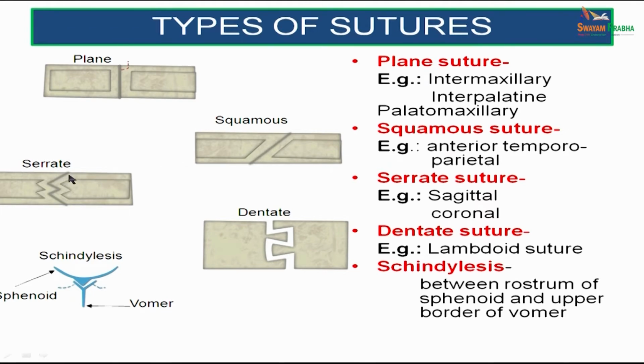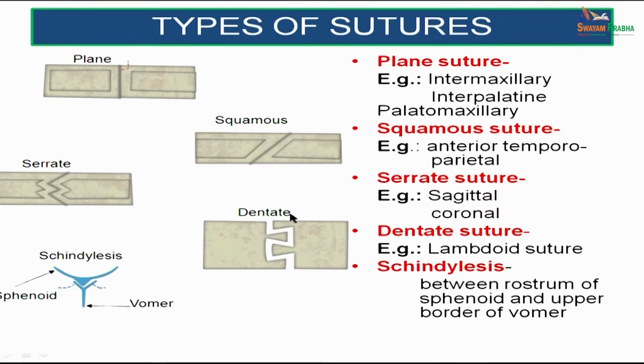Serrate suture. From the word serrate, which means zigzag, it means that the two bones which are forming the joint have a very irregular and serrate surface. Examples, the sagittal suture and coronal suture.